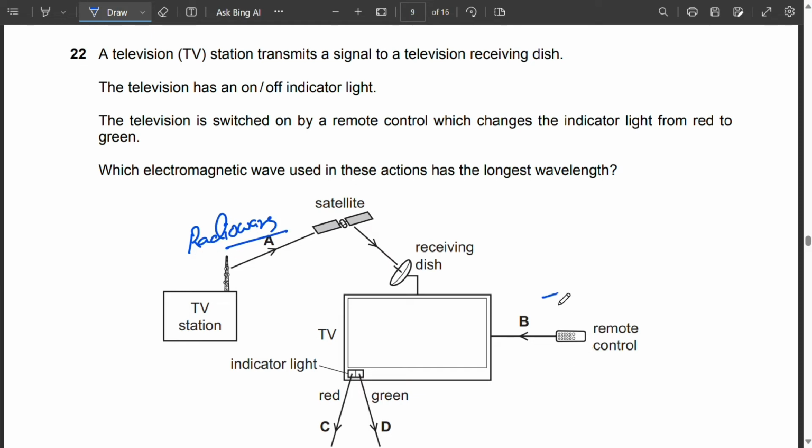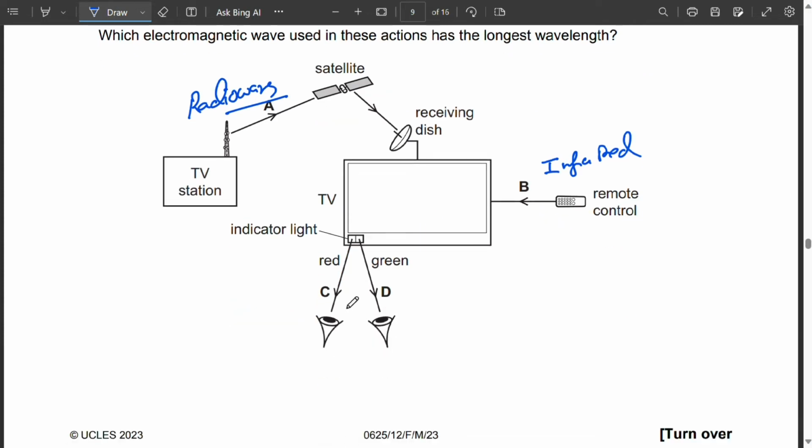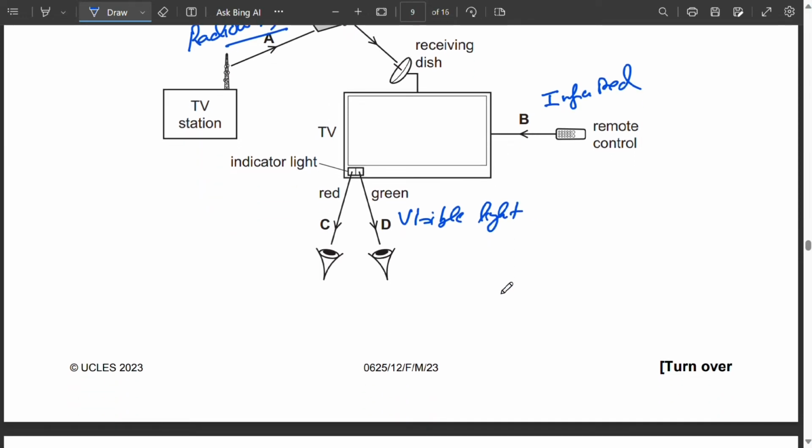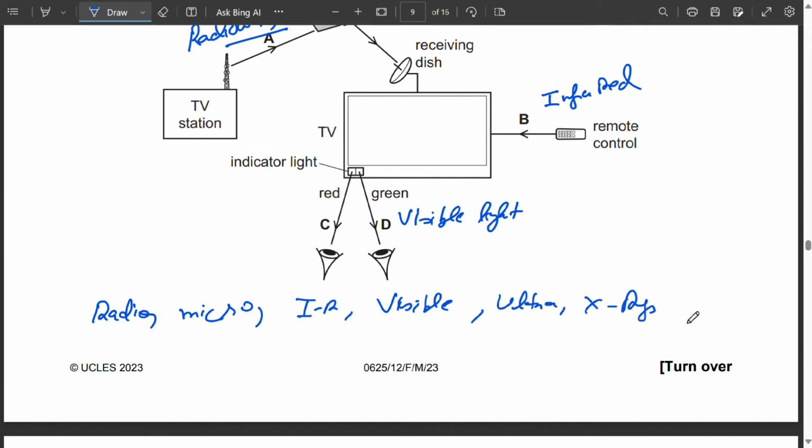Radio waves. This is infrared, in which the remote control operates. This is the infrared waves, and the red and green LED which is on the TV, which is seen by us, is visible light. Now, if you know the electromagnetic spectrum, first come the radio waves, then the microwaves, then infrared, then visible light, then ultraviolet, then X-rays, and then gamma rays.